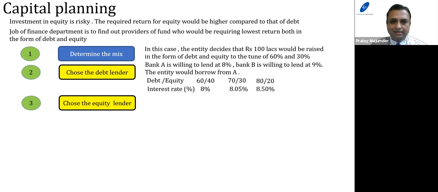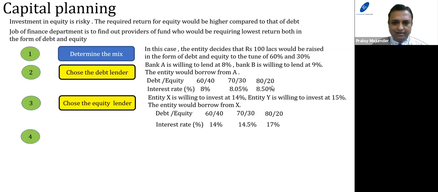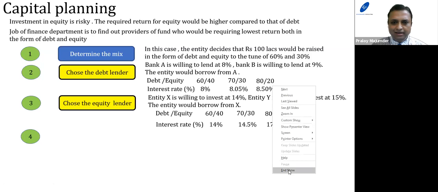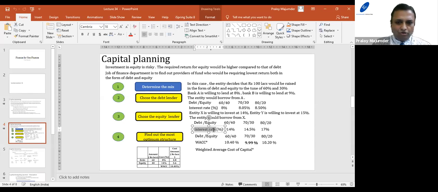Now, choose the equity lender. Entity X is willing to invest at 14%. Entity Y is willing to invest at 15%. So definitely the entity would borrow from X. Now with the debt and equity mix, it is not the interest rate. It is basically what we talk about as the cost of equity. Return on equity. That means how much the equity holders are actually looking for, the return on equity part.